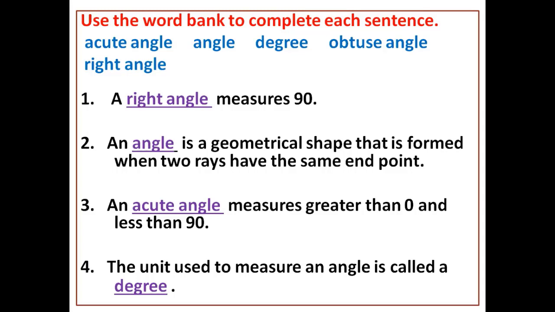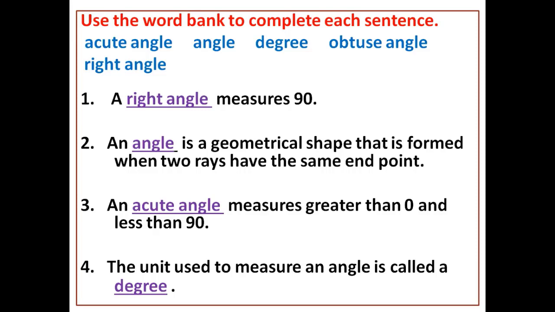Next number is 3. An acute angle measures greater than 0 degree and less than 90 degree. Angle between the 0 and 90 degree is called acute angle. In the given place, you will write acute angle. This is the answer for the question number 3.